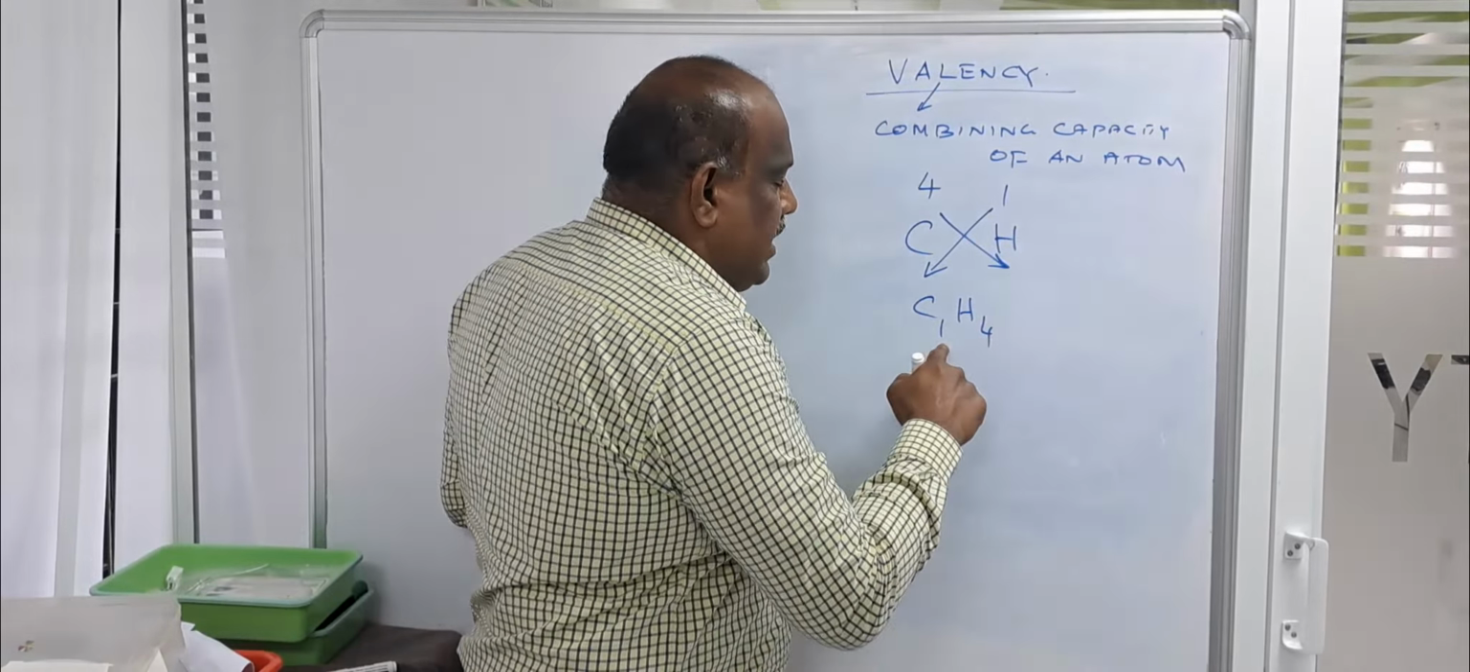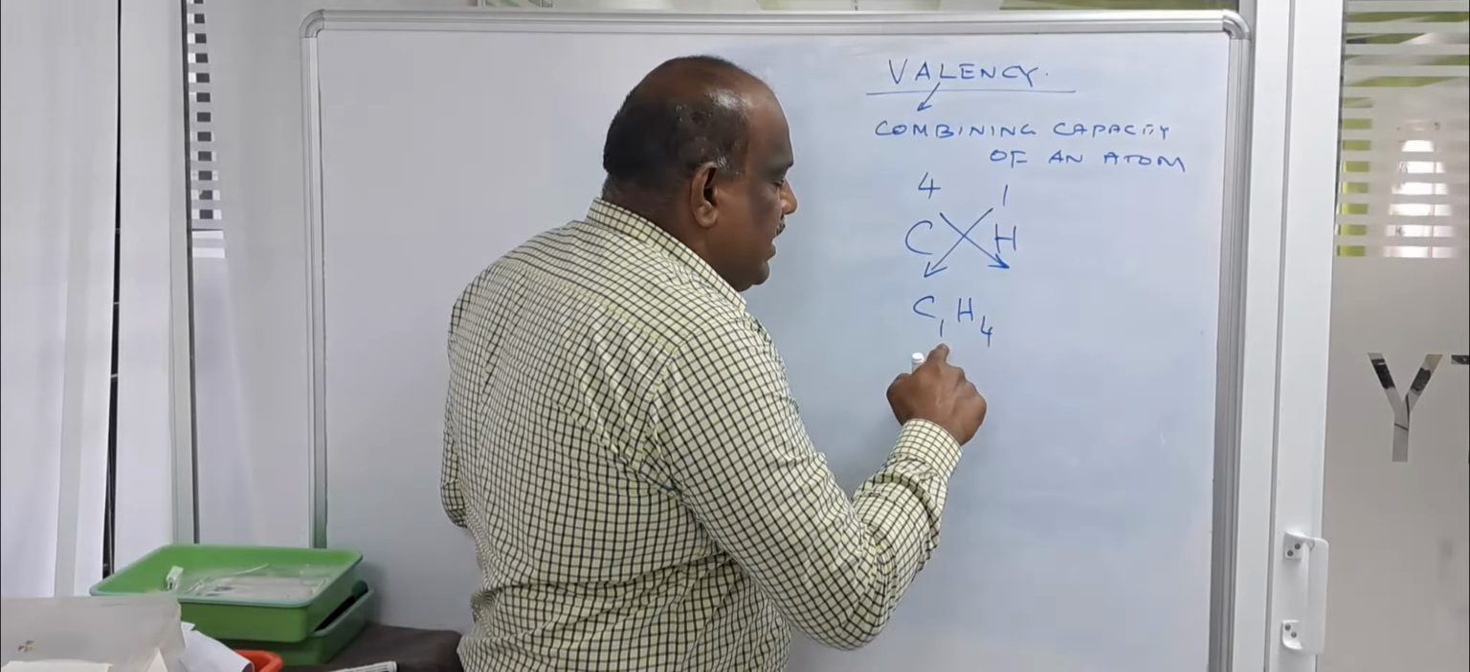There's no doubt the neutron and proton will be inside the nucleus. So neutron is 10. Proton is also what? 10. But coming to the electrons, in the first orbit, only two electrons will be there. In the second orbit, four electrons will be there.